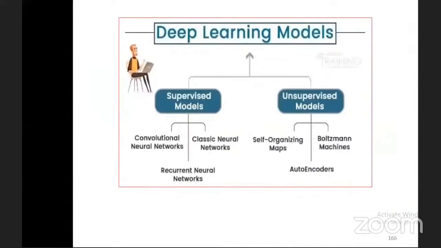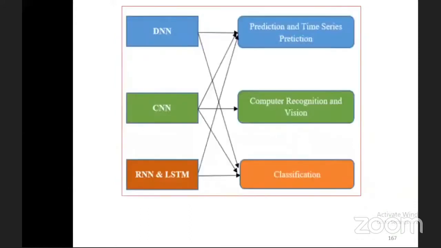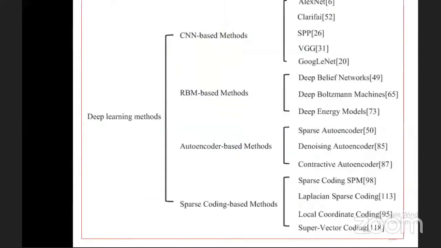Deep learning models we classify as supervised and unsupervised. Supervised: CNN, classic neural networks, recurrent neural networks. Unsupervised: self-organizing maps, Boltzmann machines, and auto-encoders especially. So DNN, CNN, RNN can perform all these tasks like prediction, time series analytics, video analytics, audio analytics, traffic data analytics, stock market data analytics, Bombay stock market and Sensex data analytics, weather forecasting data analytics, computer recognition applications, and classification. We are using these three techniques. Deep learning methods are classified into four types.